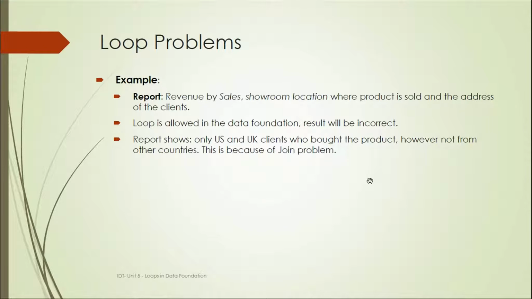So what are the loop problems? Suppose we want a report of revenue by sales, showroom location where the product is sold, and the address of the client. If the loop is allowed in the data foundation, then the result will be incorrect. Only the US and UK clients who bought the product will be displayed, not those from other countries. This is because of a join problem: it will match only those records which are in the US and UK, and other countries' records will not show up.